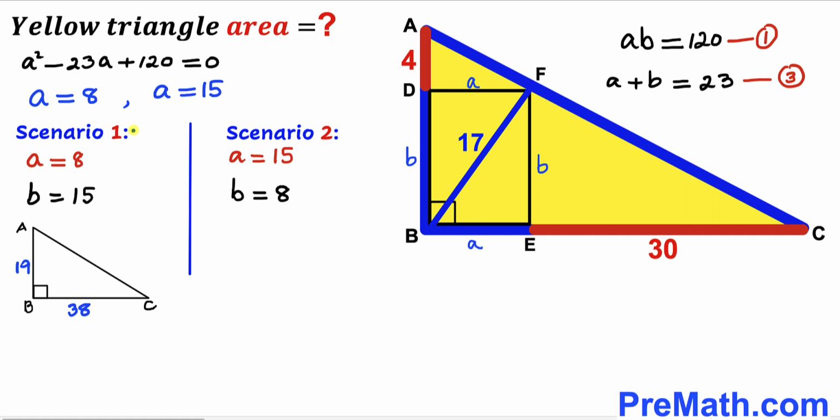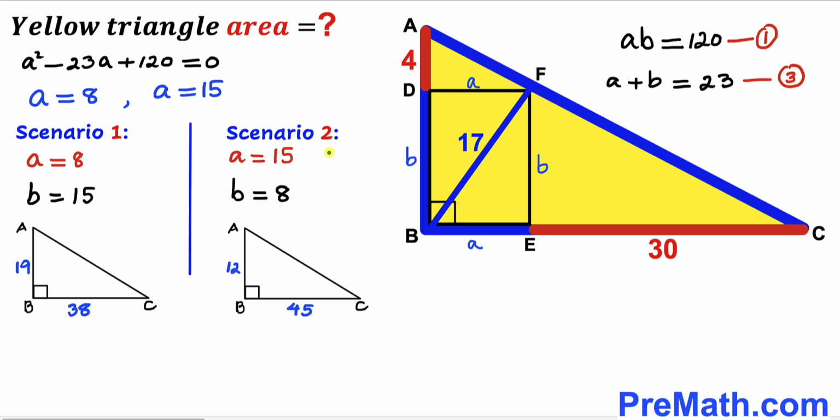And now let's focus on this scenario 1. Our a value is 8, so I'm going to substitute this a value 8 over here, and likewise our b value is 15, so I'm going to substitute this b value 15 over here. And we can see that this AB length is going to be 4 plus 15. That is going to give us, no wonder, 19 over here. And likewise, this BC length is going to be 8 plus 30, is going to give us 38 over here.